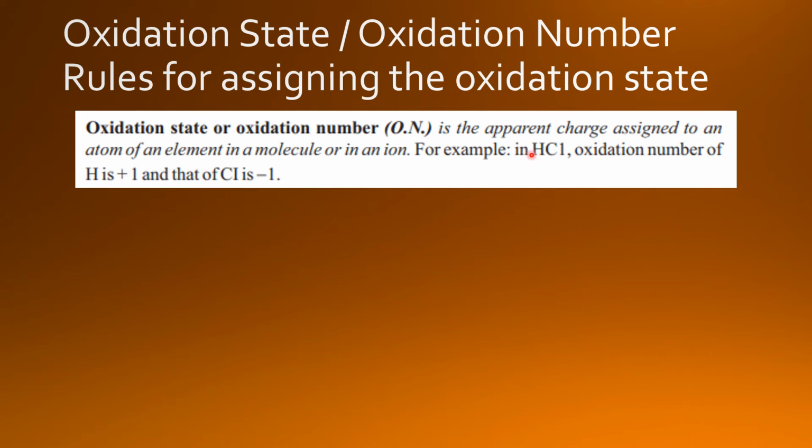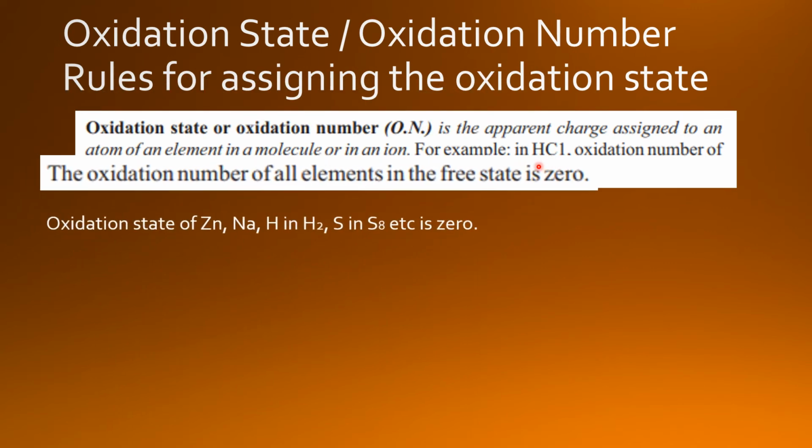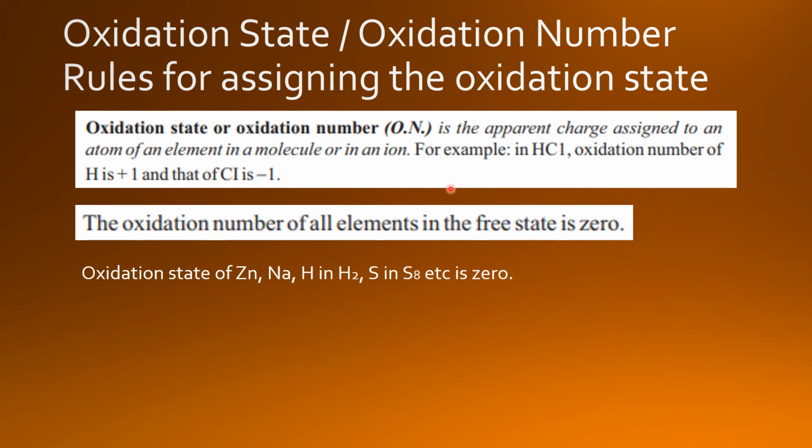So the apparent charge an atom has is called the oxidation number or oxidation state. Now what are the rules to assign it? First, the oxidation number of all the elements in the free state is 0. When the elements are not in the combined state, they are existing in the free state, and we say that they have 0 oxidation number. Just like if we take a single atom of zinc, sodium or hydrogen, all these will have the 0 oxidation state because they are not in the combined form, they are not combined with other atoms.